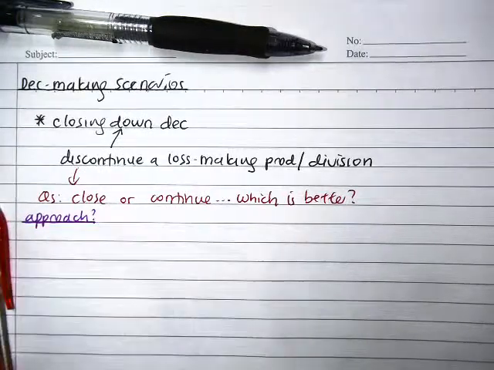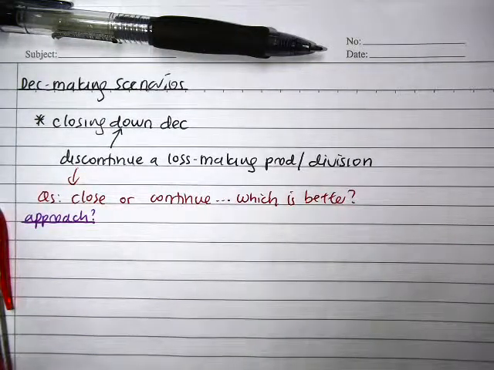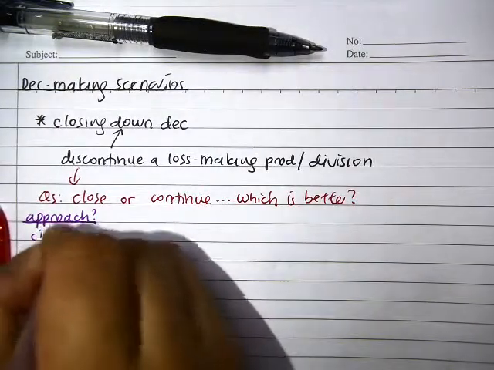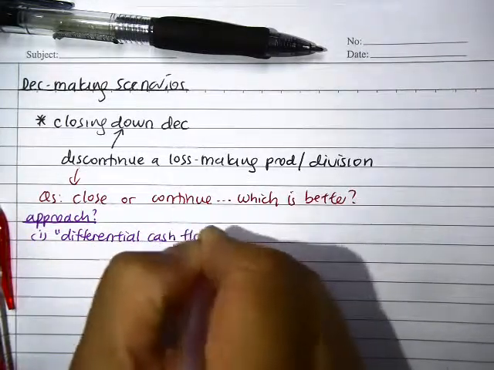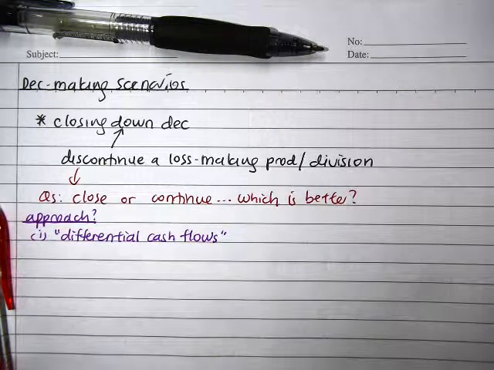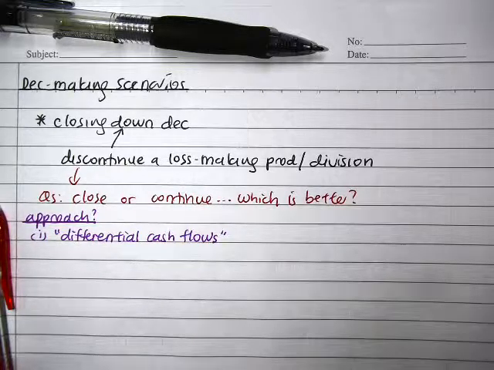Okay, one approach that we can use is we can look at the differential cash flow. The differential cash flow basically says that you look at, if I close it down, what will be the difference? What cost I can save? Or what are the benefit I will lose? Then you start to look at the difference. So if the difference net to be you have more gain, then you close down. So you look at the differential cash flow.